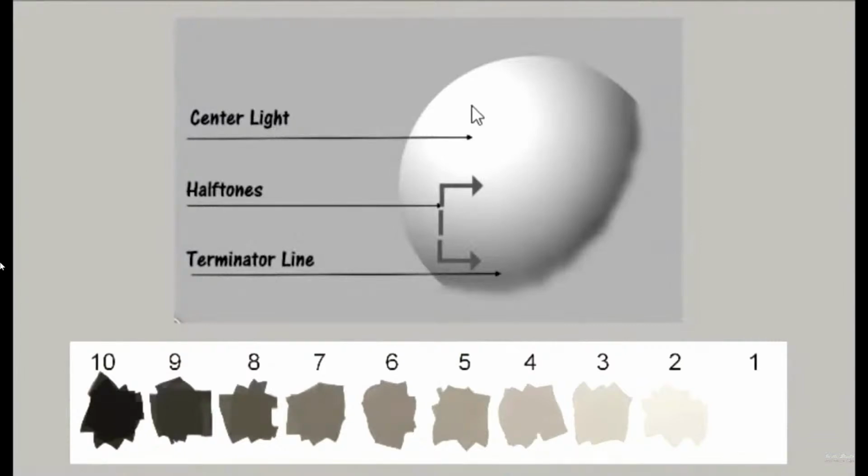So on the value scale, we indicate 1 as the center light. That's the lightest light we will ever see on anything, usually directly aligned with the light rays coming from the light source. And then as an image turns away, as the planes of the image or the image itself turns away from that center light, it becomes a little bit darker and a little bit darker and a little bit darker, and that's where those halftones come in.